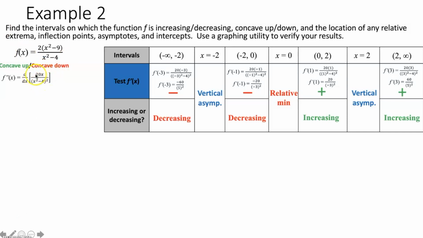So to take the derivative of a quotient, you need to use the quotient rule. So we take the derivative of our numerator, multiply it to the denominator, minus the numerator times the derivative of the denominator, all over the denominator squared. Now we take the derivative here.